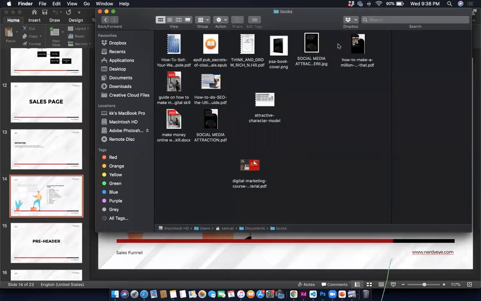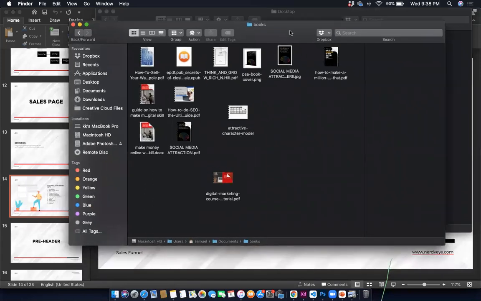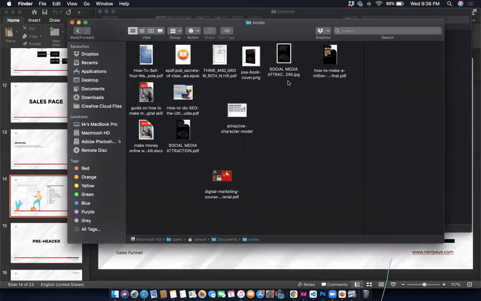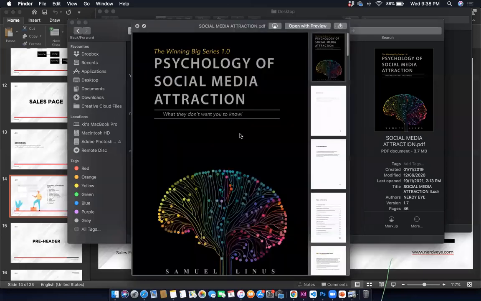And this book changed my life, right? What I mean by change my life is not that I'm selling it. When I wrote it myself, I always go back to my book and read it and say, Samuel, wow, how did you write this, right? This book is called The Psychology of Social Media Attraction, from The Winning Big Series. About 2 years ago, and up to date, I still go back to this particular book.